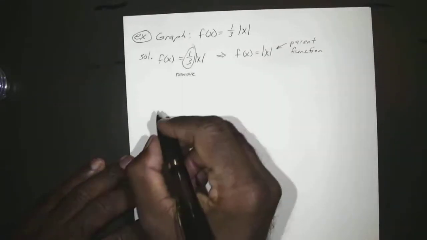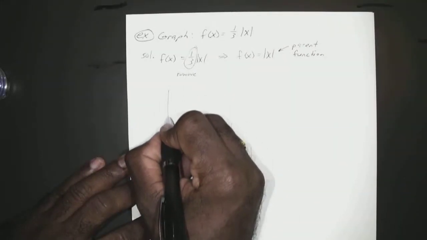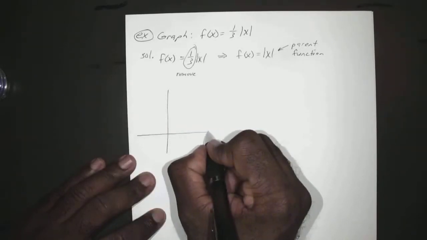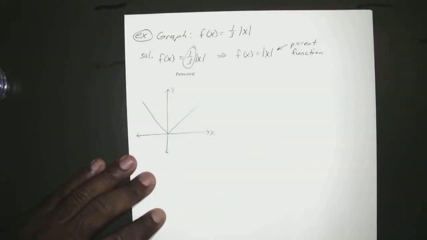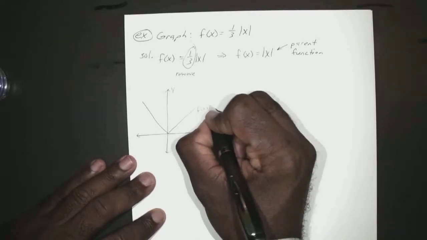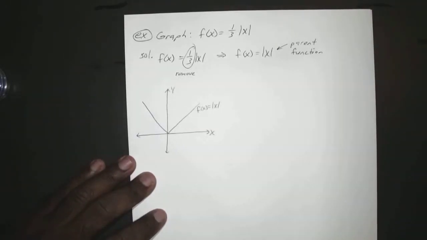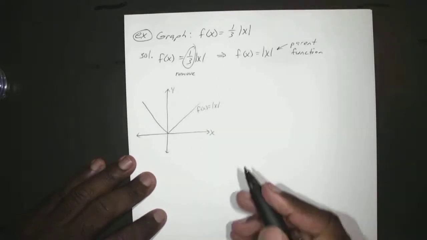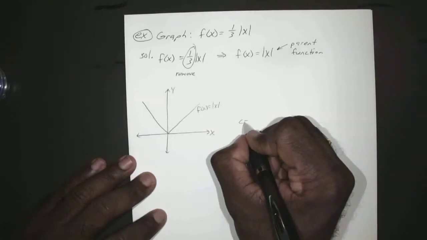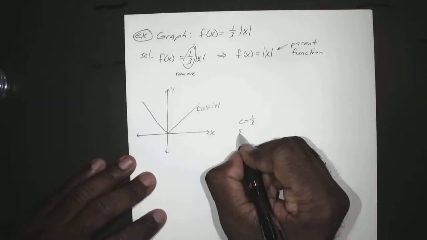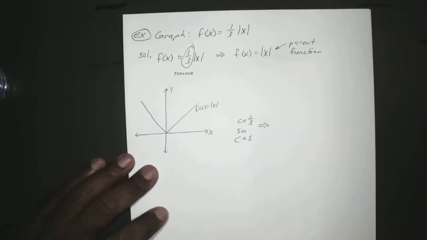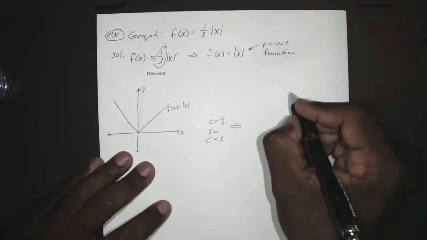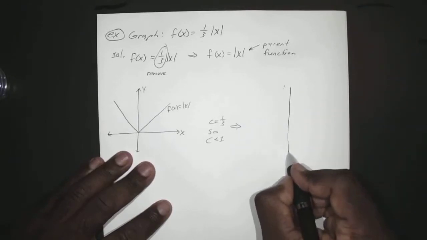All right, so if we graph our absolute value of x again, we have our x and we have our y, and we have our absolute value of x. Okay, so we know here that c is equal to 1/3. C equals 1/3, so c is less than 1. So we know it's going to shrink vertically. And make sure I got enough space. That should be enough room.